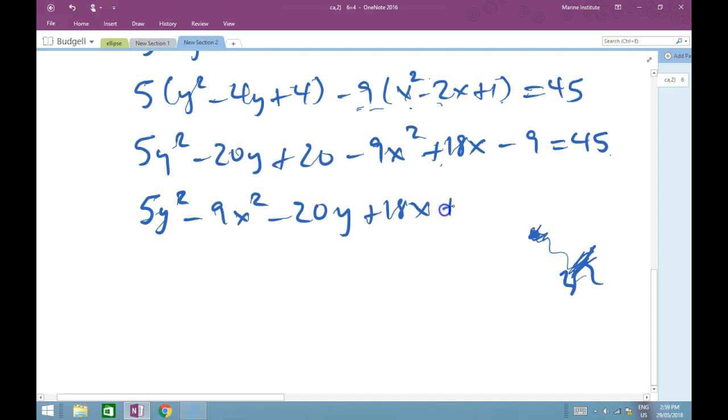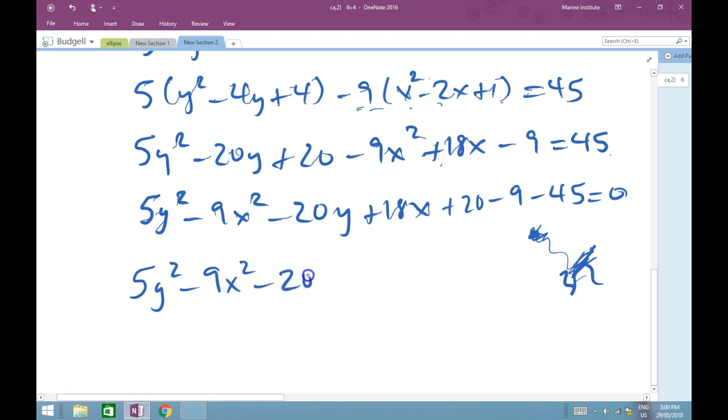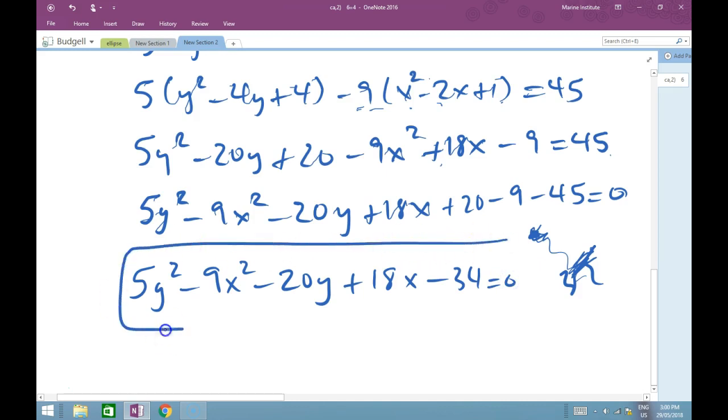Okay. Plus 20 minus 45 minus 9 equals 0. And now we would have a final answer of 5y squared minus 9x squared minus 20y plus 18x minus 34 equals 0. This right here is your general equation for the hyperbola.